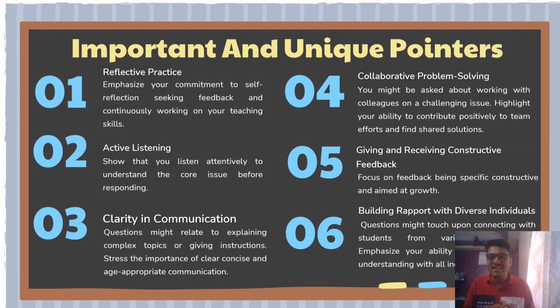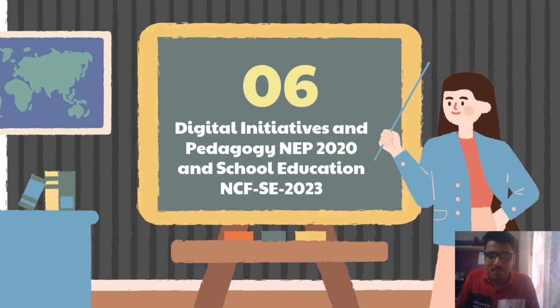Giving and receiving constructive feedback, of course. If there is any challenge that you feel you can make a good improvisation on, you need to give feedback. Building rapport with diverse individuals. Rapport is basically a connection and understanding between each other and other stakeholders in the education system. Now, the digital initiatives, pedagogy, NEP 2020, and school education according to the NCFSE 2023.